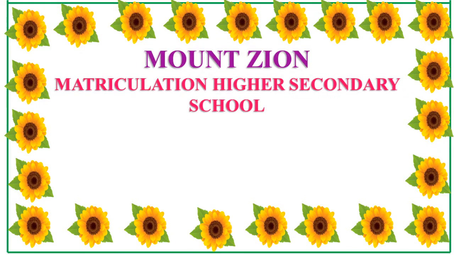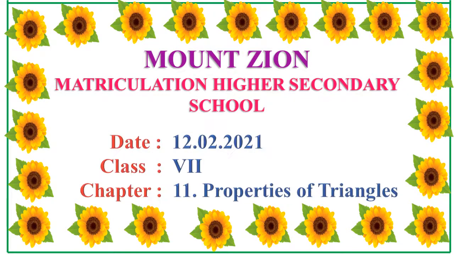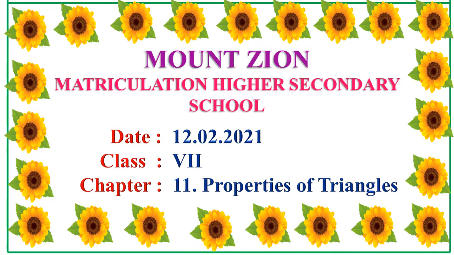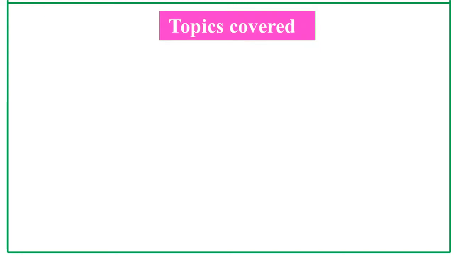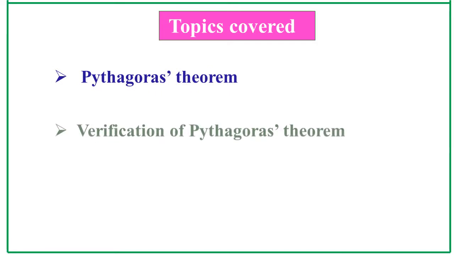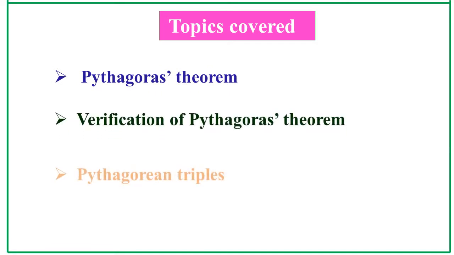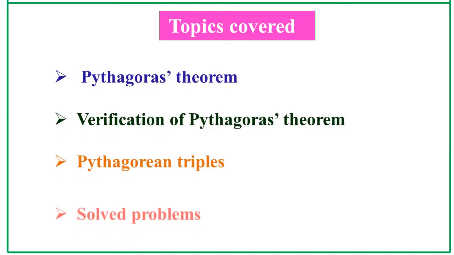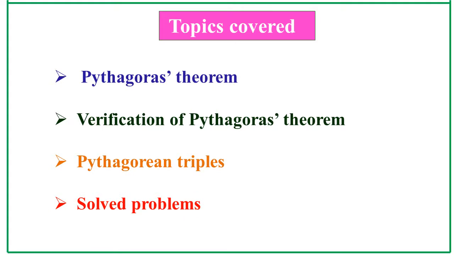Hi students, today we are going to learn 7th standard mathematics, chapter 11, properties of triangles. In this chapter we are going to see the topics: Pythagoras theorem, verification of Pythagoras theorem, Pythagorean triples, unsolved problems. First we are going to learn Pythagoras theorem.